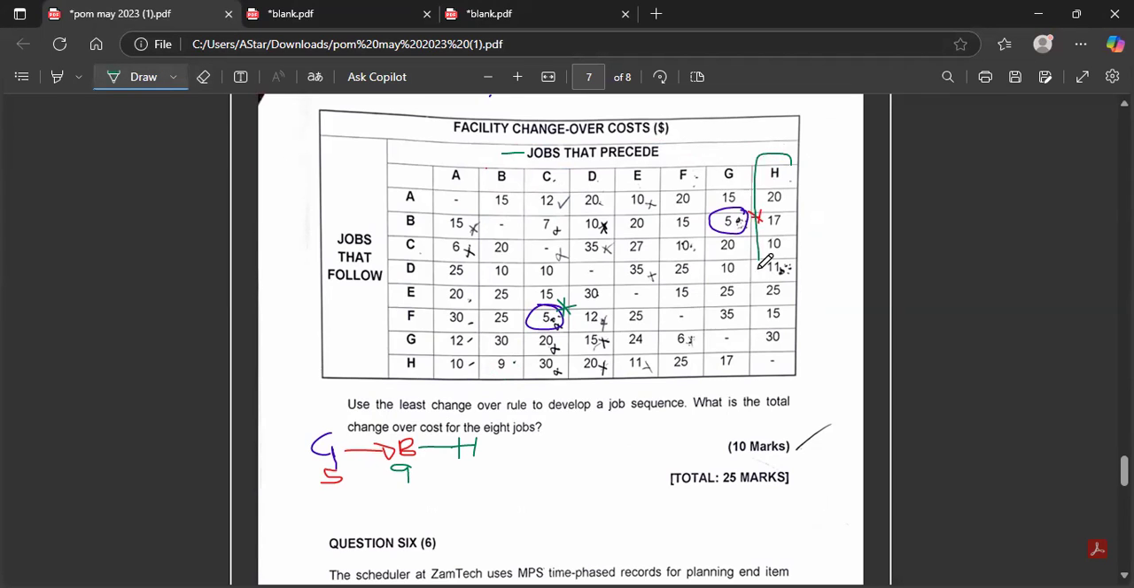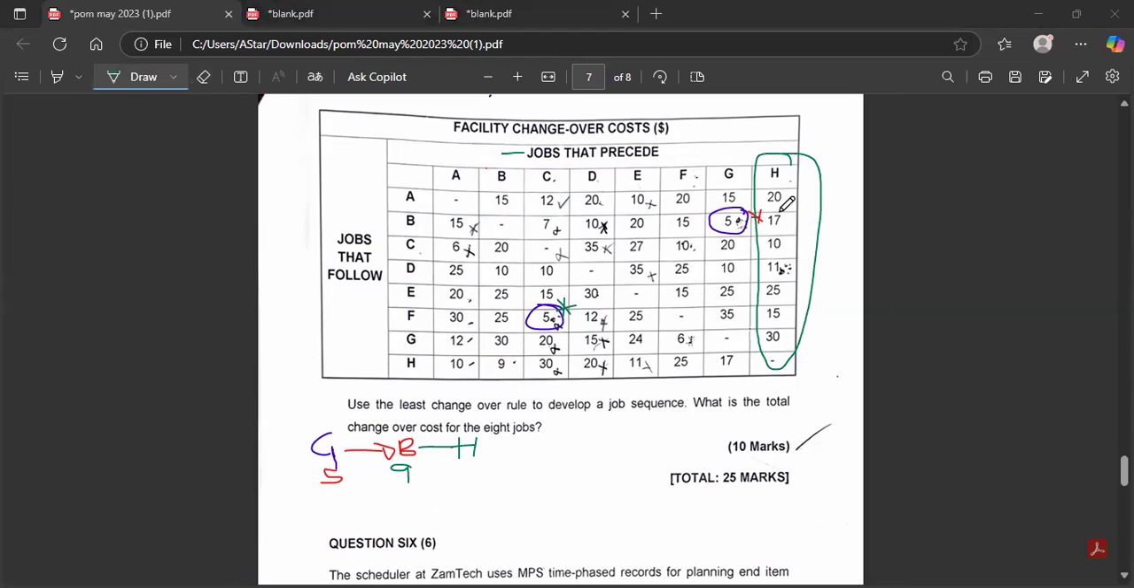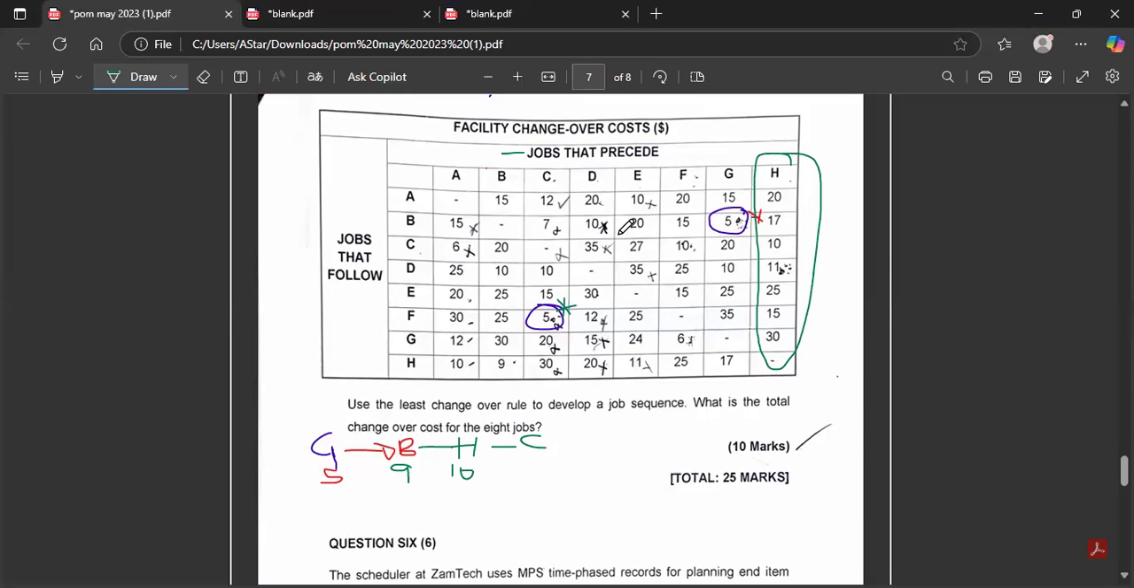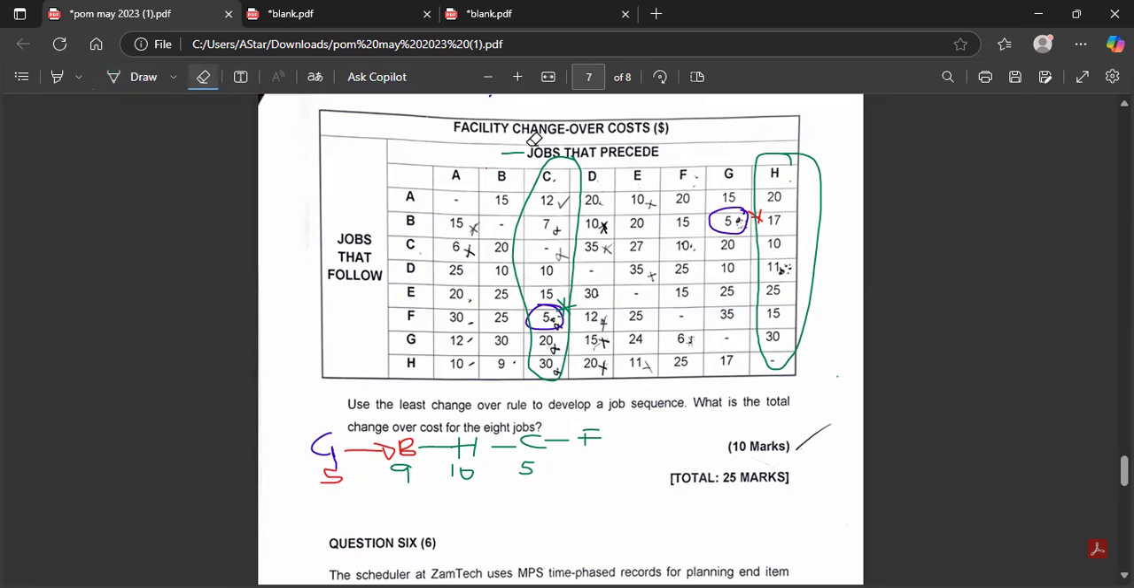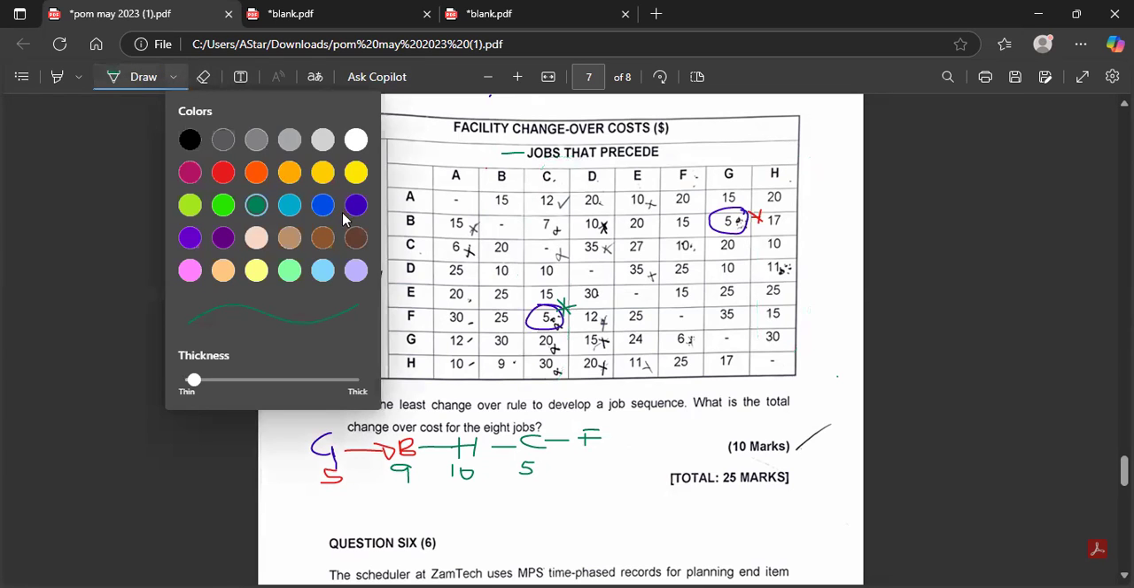So H is here. The smallest in H is what? 10. Where do we go? To C. Come to C. The smallest in C is what? 5. You go to F. Okay, let's go to F now. So you are revising now here. To F, the smallest in F is what?